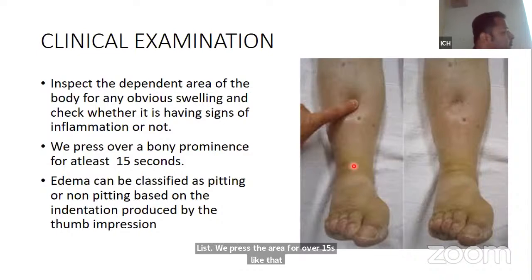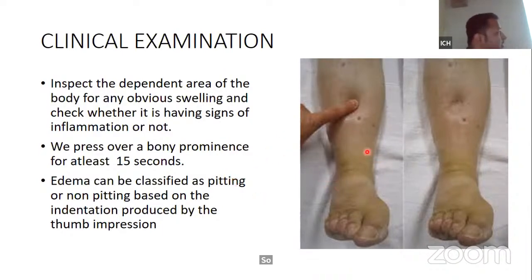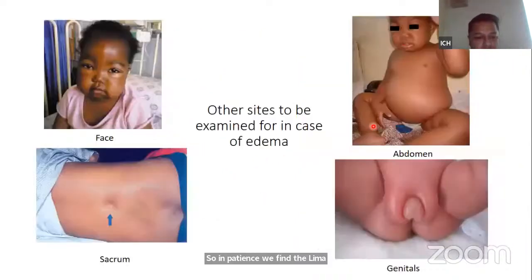And then after pressing for 15 seconds, we move our finger and look for any obvious indentation. If the thumb impression is causing any indentation, then that edema is said to be pitting. And then gradually, if we found pitting edema over here, then we gradually progress upwards. So in ambulatory patients, we find pitting edema in the legs. Other sites where we can look for edema is a sacral edema in non-ambulatory patients.